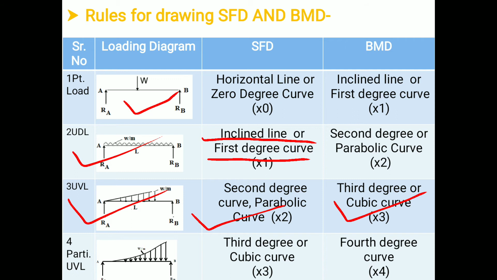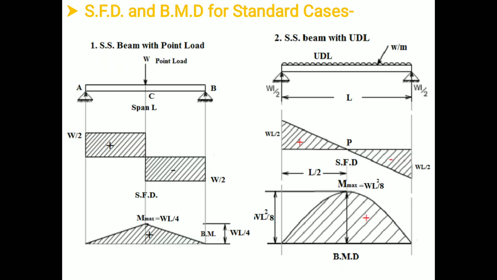And the last type of loading is partially uniformly varying load. For the partially uniformly varying load, we should observe a third degree curve for the shear force diagram and a fourth degree curve for the bending moment diagram. So those are the rules which should be remembered for drawing the shear force diagram and bending moment diagram. Remember that the bending moment at the ends is also 0 for the bending moment diagram.